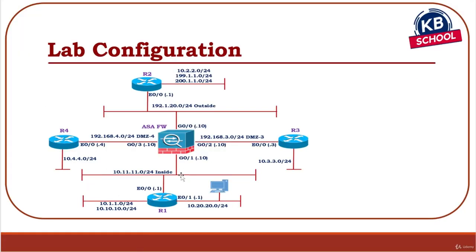The next one is the router inside. Router inside again has one Ethernet interface facing 10.11.11.0, another one facing 10.20.20.0, the Ethernet, and a couple of loopbacks, 10.1 and 10.10. Let's take a look at it. So I should have a total of 4 interfaces, 2 loopbacks and 2 Ethernets. Let's check that.